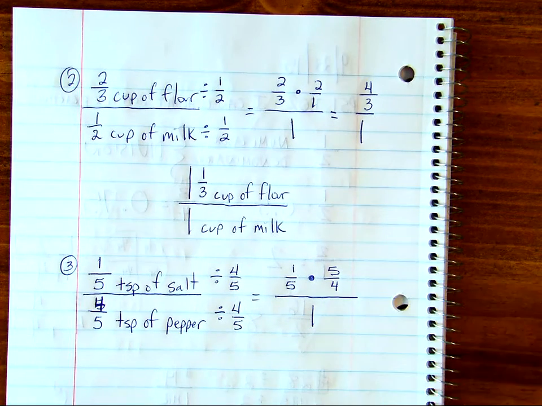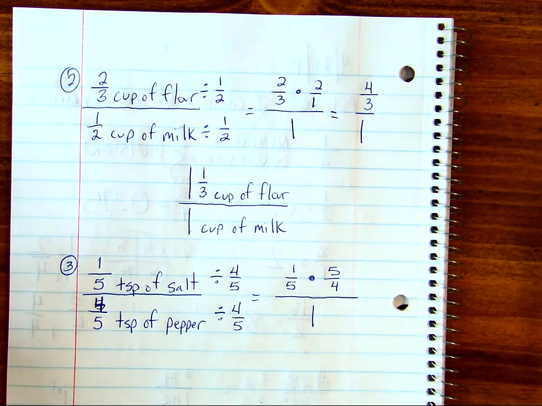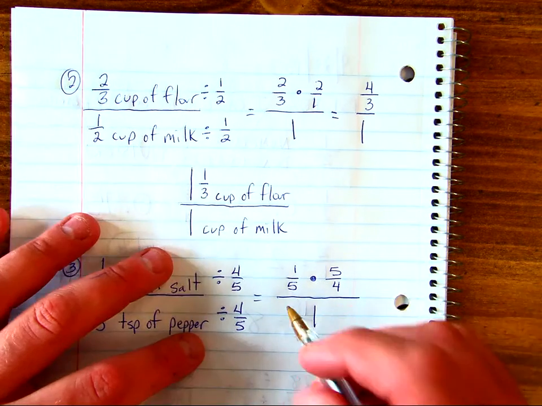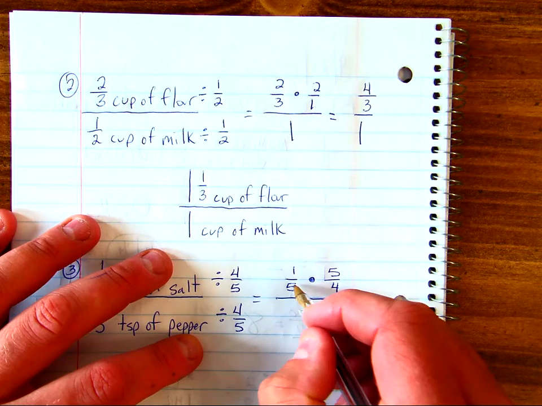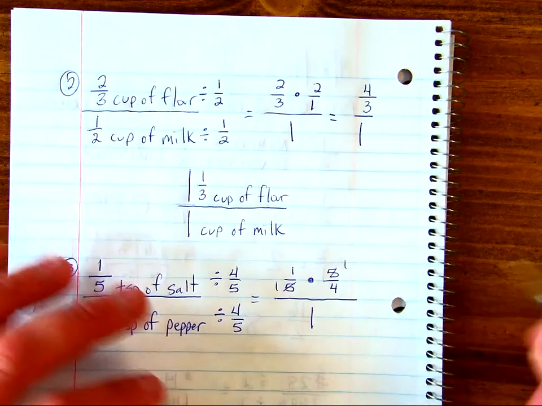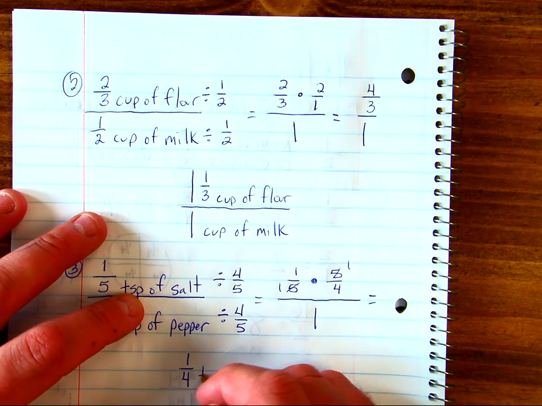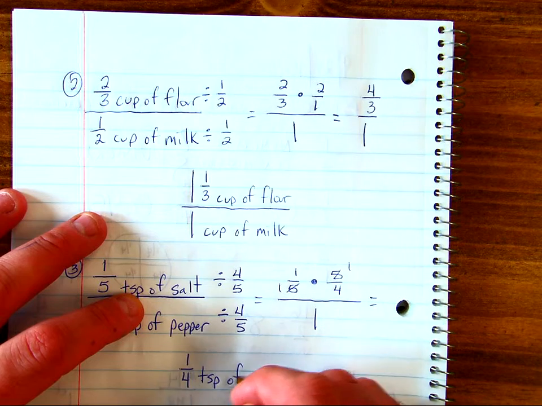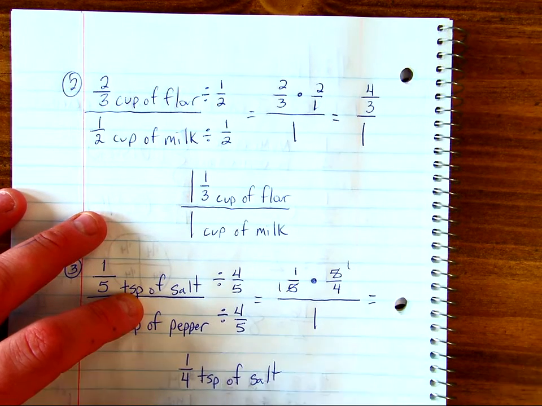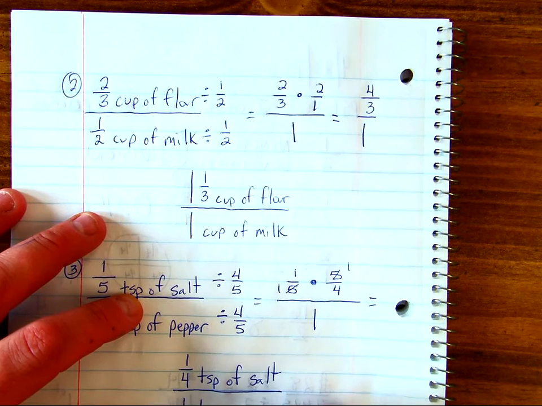Now, some people just multiplied these and put 5/20. And when I walked by, I said, you need to reduce. Because what's 5 divided by 5? And what's 5 divided by 5? So your answer is 1/4 teaspoons of salt per 1 teaspoon of pepper.